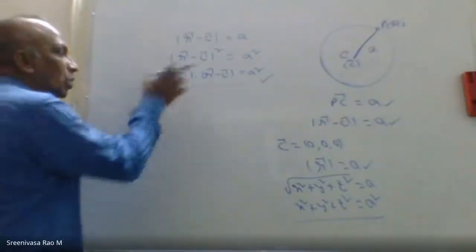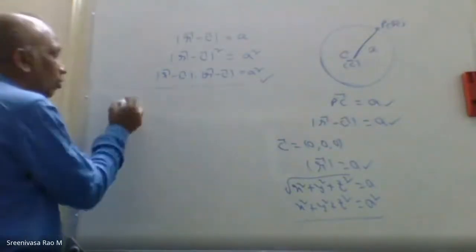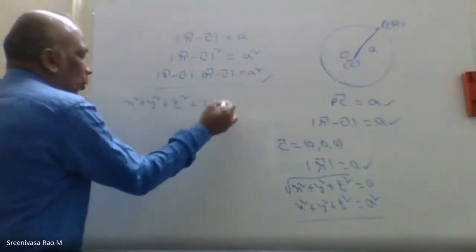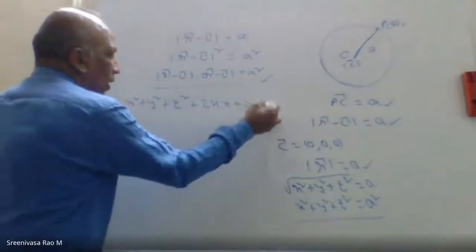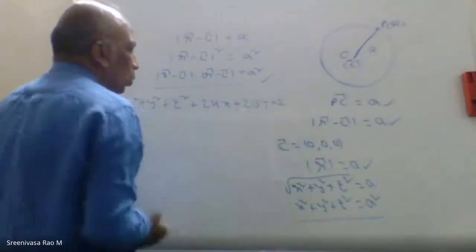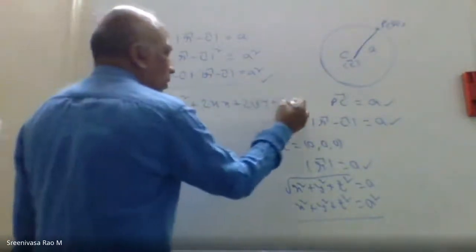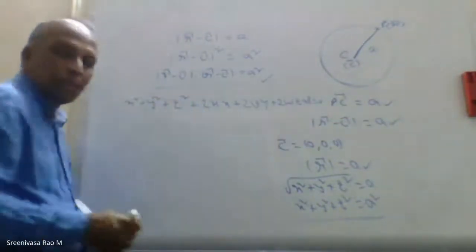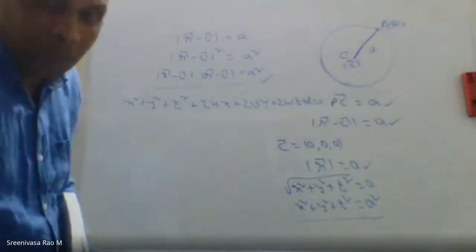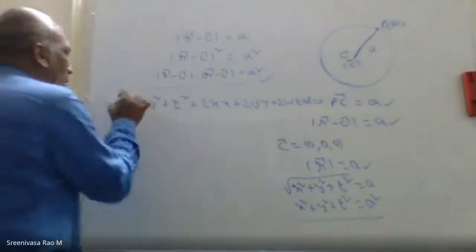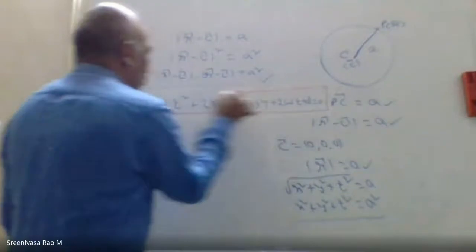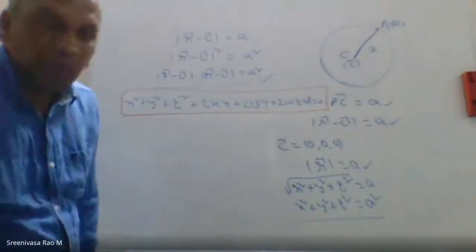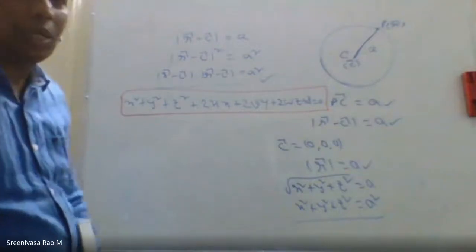If I simplify this, what I observe is that the sphere equation will be like this: x square plus y square plus z square plus 2ux plus 2vy plus 2wz plus d equal to 0.